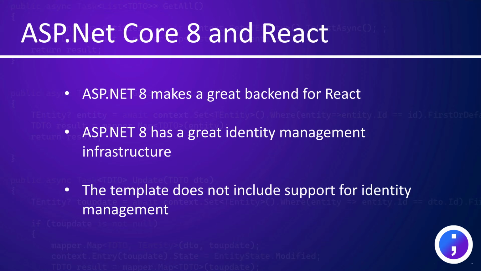React and ASP.NET Core 8 make a great combination for web development. You can use React to create your single-page application GUI while ASP.NET Core handles all of the backend work. ASP.NET Core includes a robust authentication and identity management system. You can use the ASP.NET Core 8 and React project template from Microsoft to get started quickly. However, unlike with the Blazor and ASP.NET Core project templates, this template does not have identity features built in. In this video, I'm going to show you how you can add them to your project.